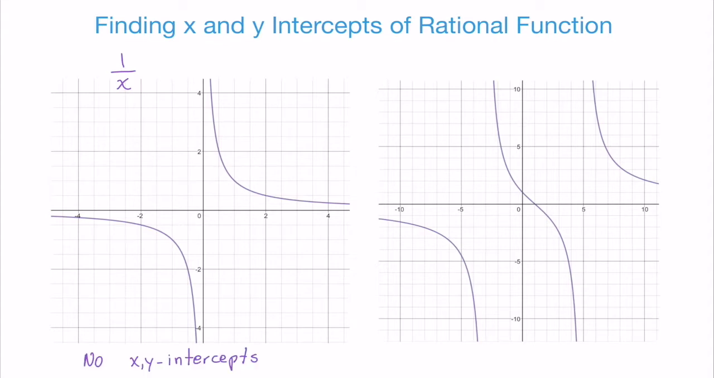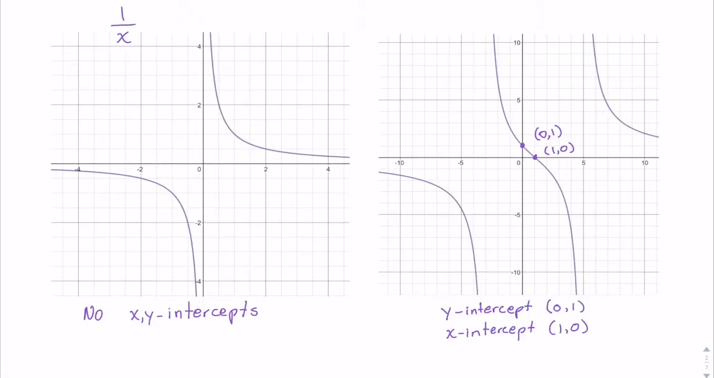The other is a graph of a typical rational function. The y-intercept is where the graph touches the y-axis, and it happens here. So the y-intercept here is 0 for x, 1 for y. The x-intercept is where the graph touches the x-axis, so it's 1, 0. The y-intercept, 0, 1, and the x-intercept, 1, 0.